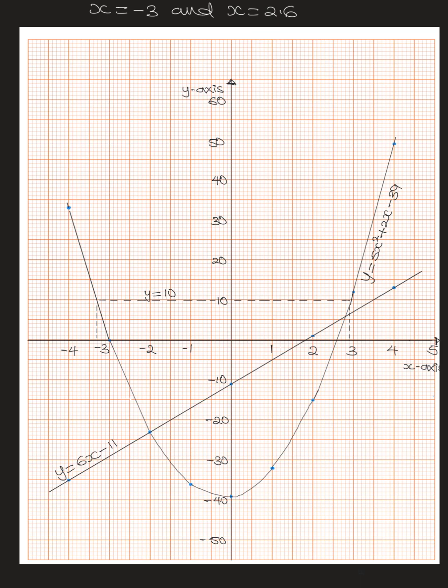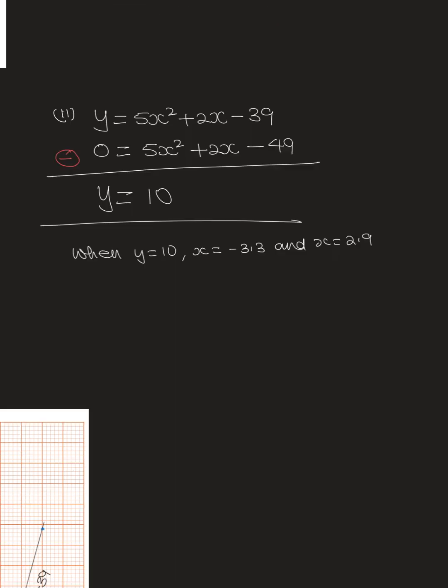So what are the values of x for this solution? Here, if we trace it to the x-axis, we will have x is equal to minus 2, and the other one is x is equal to 2.8. Okay, so the answer to question D3, we're going to say x is equal to minus 2 and x is equal to 2.8.